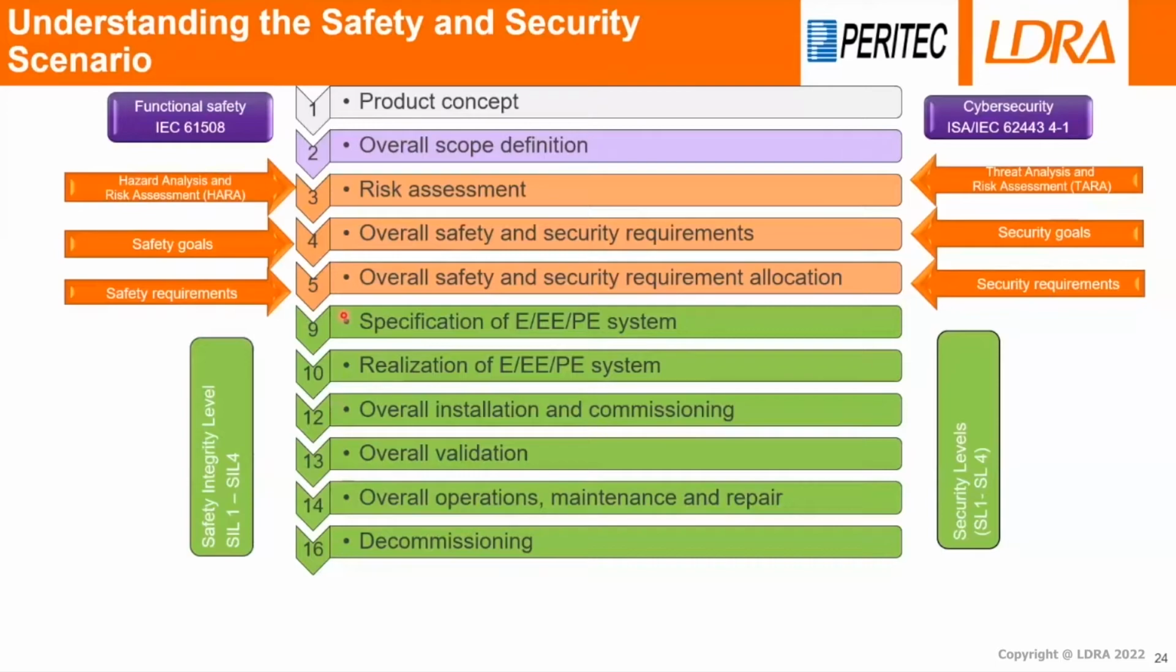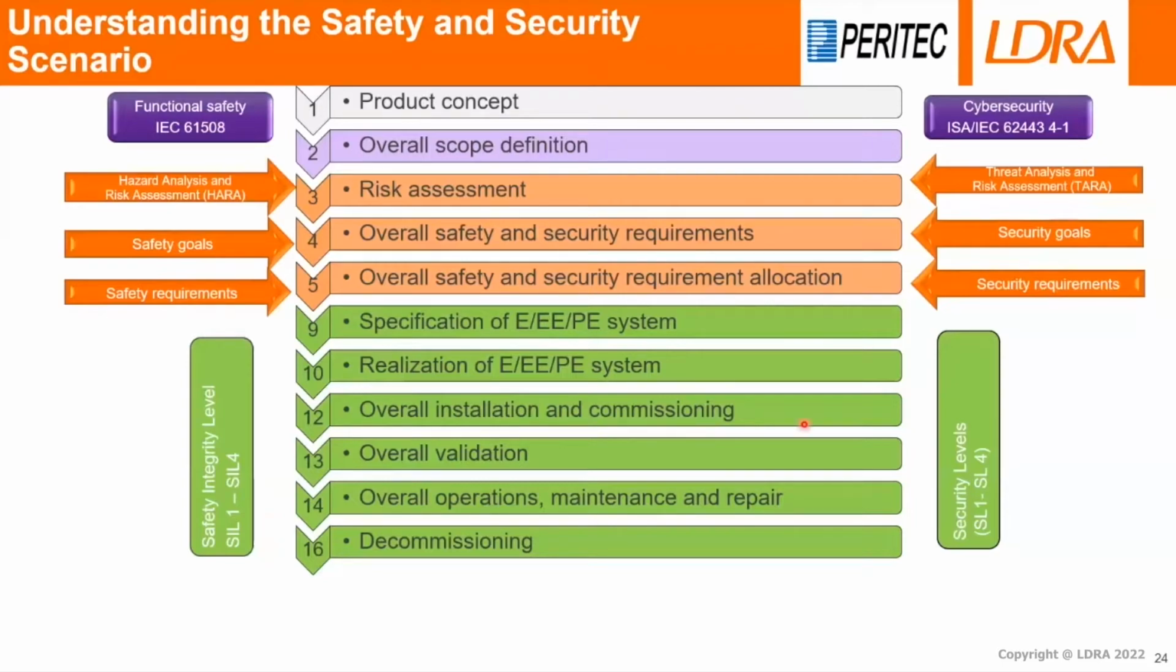So these realization, installation, maintenance and decommissioning activities need to be as per the safety integrity levels. Safety integrity level means, in case the product fails, what is the impact on safety? If it has a higher impact, it will be on a higher SIL level, or it may be on a lower SIL level.